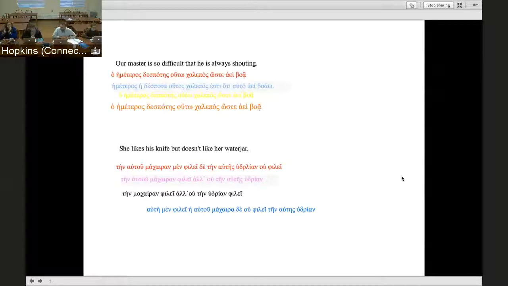And also, wouldn't heyn and machairan be accusative, because they're the direct object? Yeah. You want to have the accusative for the knife. So tain machairan with a nu at the end.